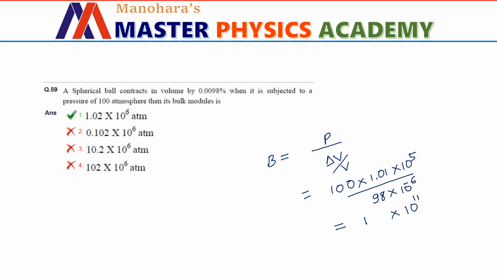It's given in atmosphere, so no need to change it then. I will consider only this. 100 divided by 98 means it's 1 point something, so 1.0 something will be there, into 10 to the power 6. We need to look for this option, which is clearly depicted in option 1. Hence option 1 is the correct choice. Okay, let's move on to the last question of this series. Hope you are enjoying. Let me give you the answer for the last question.